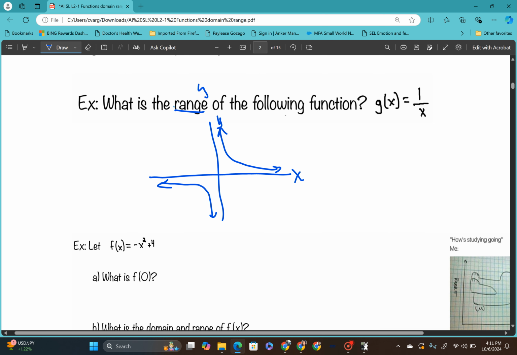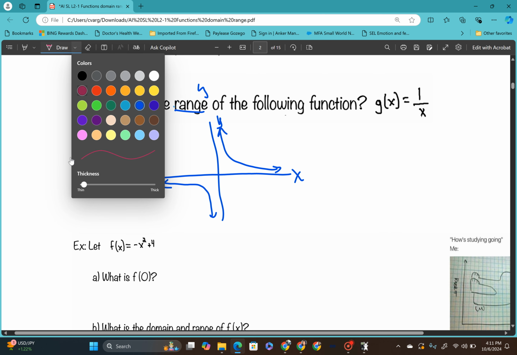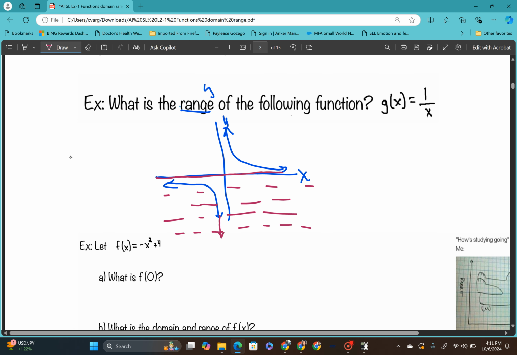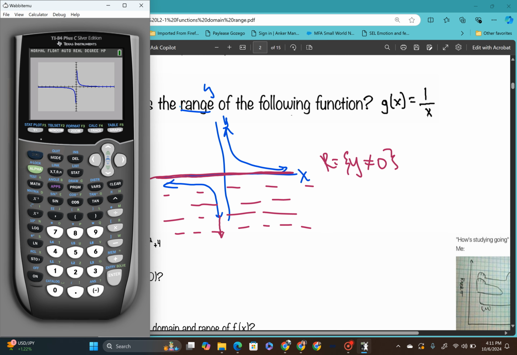So when I'm looking for range, I'm going to take my ruler. Let me make this in a different color. I'm going to take my ruler and put it horizontally, okay? And I'm going to scan. So when I scan, you can see this line right here crosses it, right? Because this is going down. So if I scan it from bottom to top, it's going to hit, hit, hit. The only value that it's not going to hit is right here, at this point. That means that y can be anything except for 0. So the range is that y can be any number except for 0. And we can prove that by going to the table. So second graph.